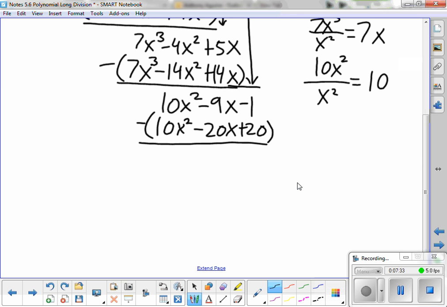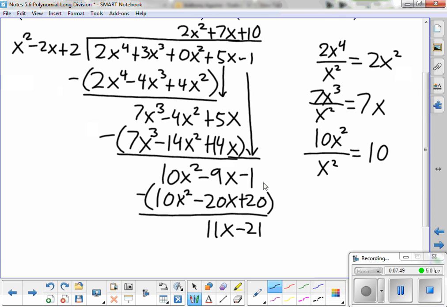10x squared minus 10x squared, 0. That's a good thing. 9x negative minus negative is positive. So that's going to be 11x. Yep, 11x minus 21. Nothing left to bring down, so that's it. That's your remainder. Okay?